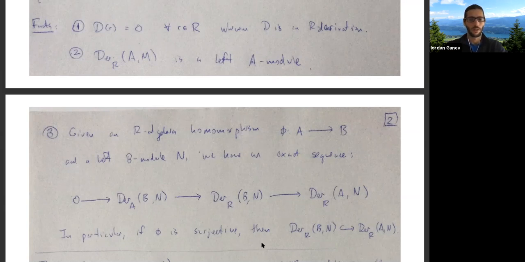Right, and one special case of this is if phi happens to be surjective, then anything in B is in the image of A, and we know that A derivations vanish on the image of A, and anything in B is in the image of A, so this has to be 0, so we get an inclusion here. So when this is an inclusion, then we can think of R derivations from B to N as a subspace of R derivations from A to N.